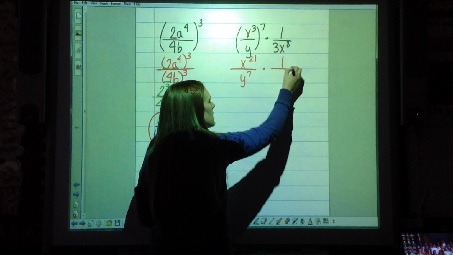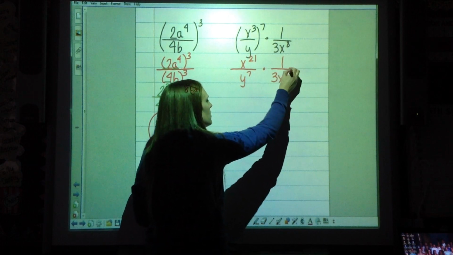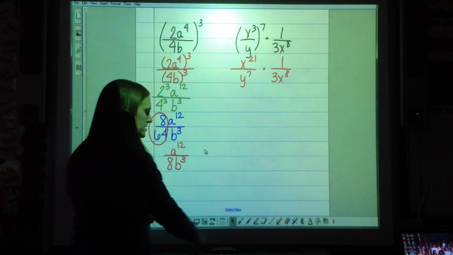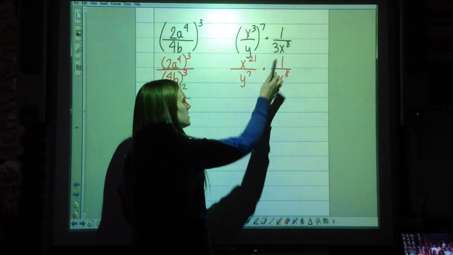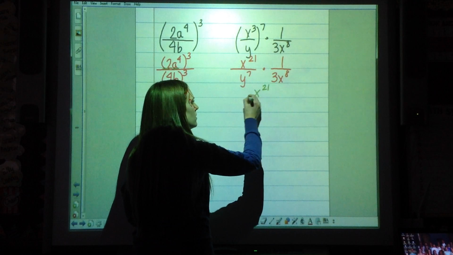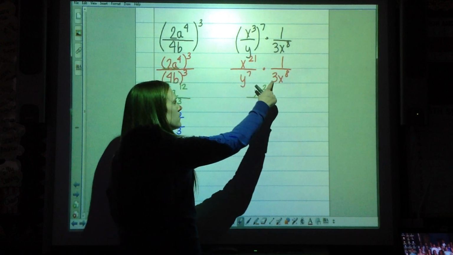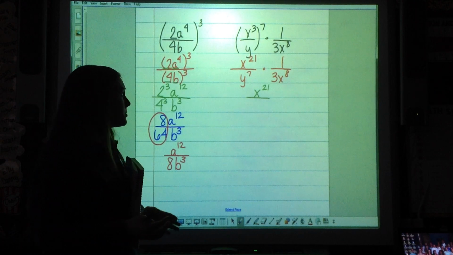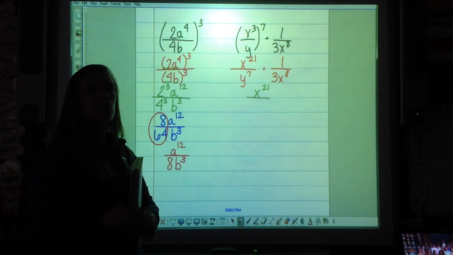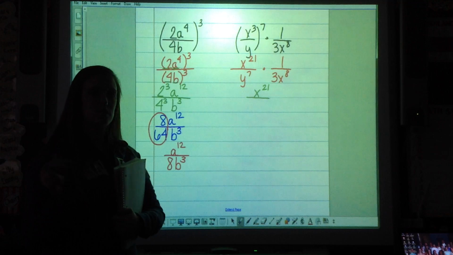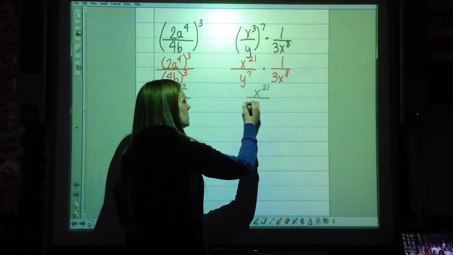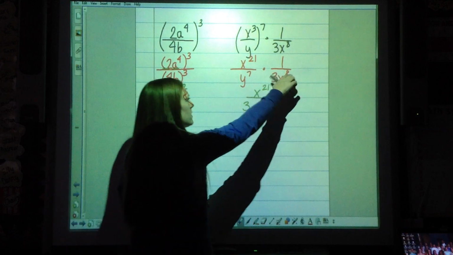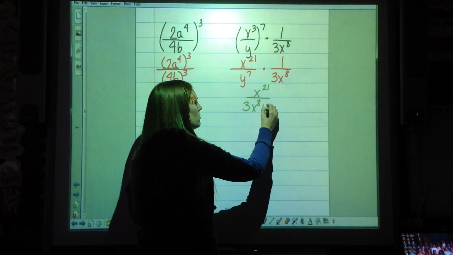I'm just going to copy down the right-hand side. Now I'm going to multiply straight across. So I have x to the 21st times 1. Here I have y to the 7th, 3x to the 8th. There's no common bases. I can't multiply anything or add any exponents. So when this happens, you're going to want to list the number first, the coefficient first, and then list the variables in alphabetical order. So I have x to the 8th and y to the 7th.